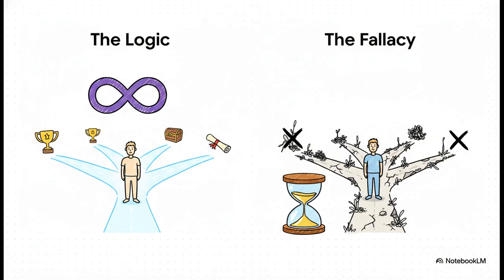But here's the brutal truth, the fallacy. It completely ignores something from finance called theta decay. In the real world, options have an expiration date. Time is always ticking down. So by not acting, you're not preserving your potential. You're literally letting it expire worthless.